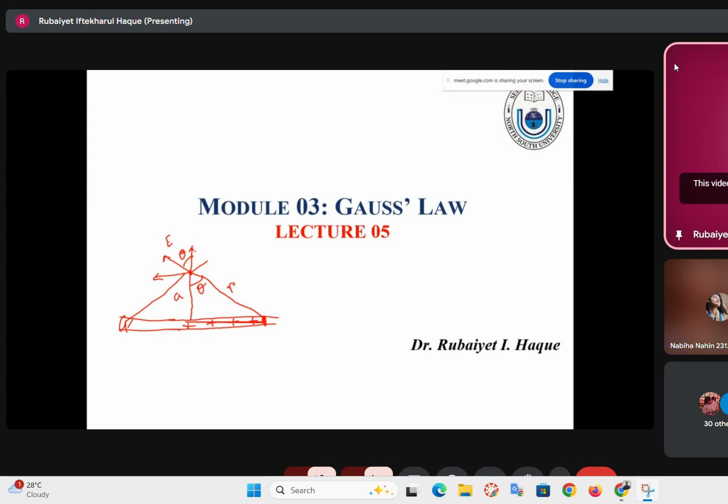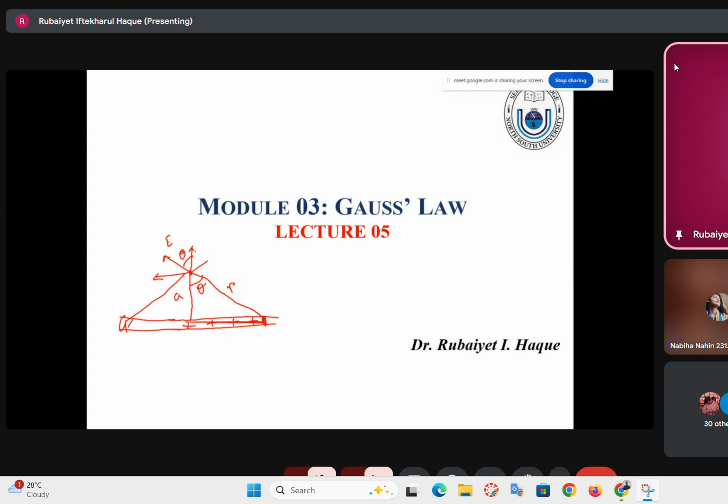So Gauss said, oh, I don't need so many calculations to calculate the electric field. I can find a shortcut way to calculate the electric field using my technique. This is what Gauss law is all about: how to figure out the electric field of different shaped charged objects in a simple way. So Gauss used the concept of symmetry.